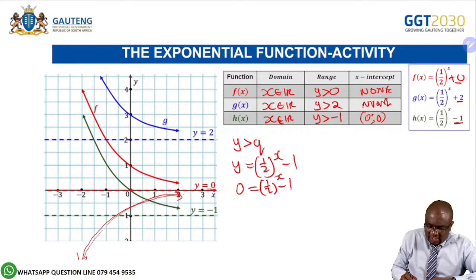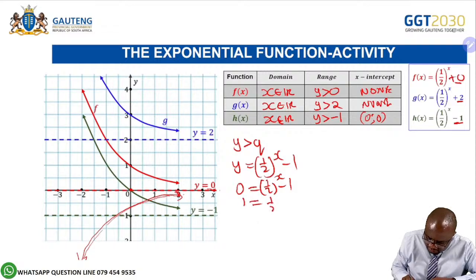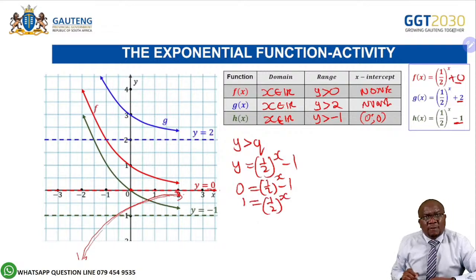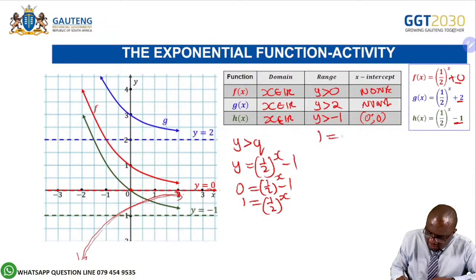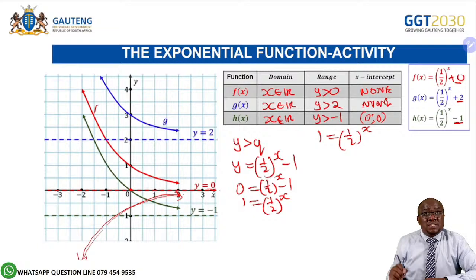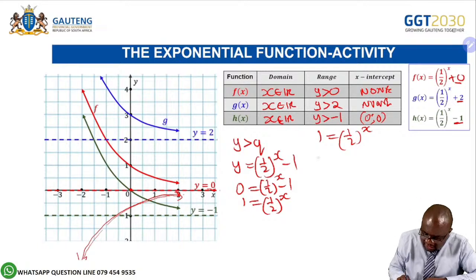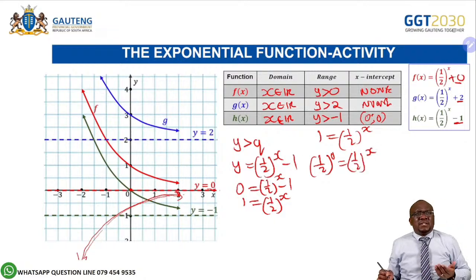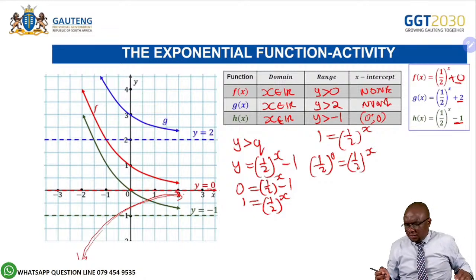And then bring 1 to this side. 1 is equal to (1/2)^x. Then how do we solve this? Remember, any base raised to the power of 0 is 1. So this is like (1/2)^0 is equal to (1/2)^x. Therefore, x is equal to 0. Do you see that? Okay, you can do that.